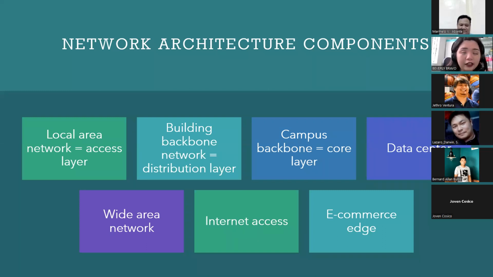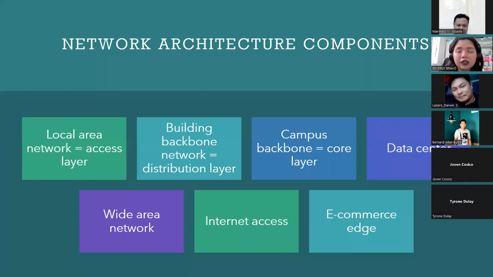The other term for local area network is access network. Why do we call it access network? It's because it's where the users can access the first layer, or the layer that can be accessed by the actual users. That means us as employees, and even our employers.